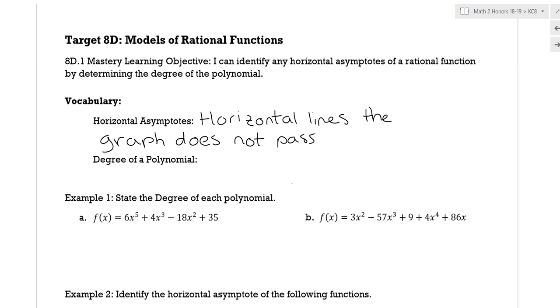And the degree of your polynomial is your highest exponent. So whatever the number of your highest exponent is going to be the degree of your polynomial. So looking at example 1, we want to find the degree of each polynomial. So I have 5, 3, 2, and technically this is 0. So that's a good thing to pay attention to. So the degree of this polynomial is 5.